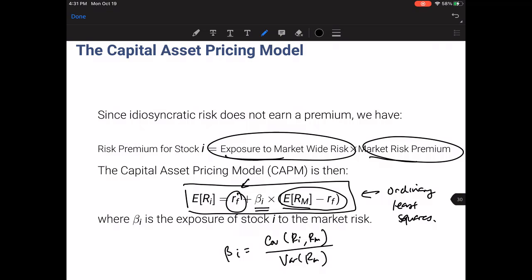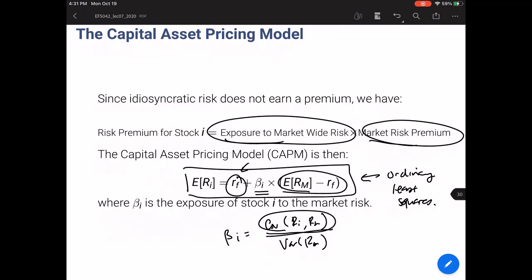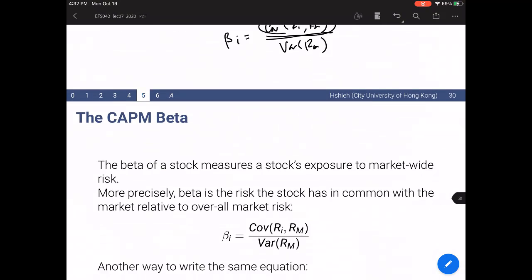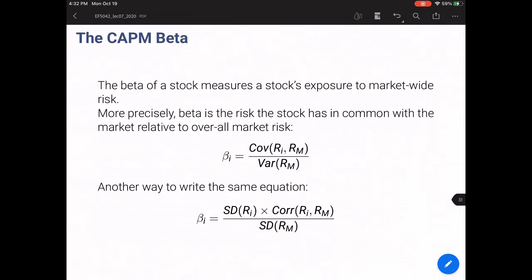As you can see, this is quite intuitive. The covariance term here is our exposure to the risk with the market, and the variance is like a scale factor. So in this case, beta truly is a linear measure of exposure to the risk factor. On this slide here, I reiterate what I said before.